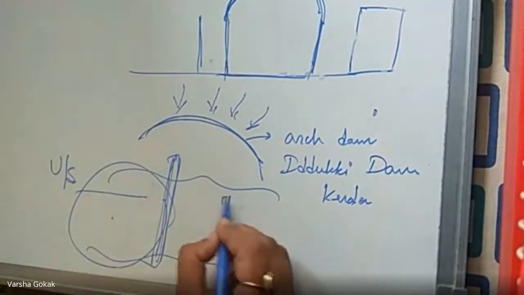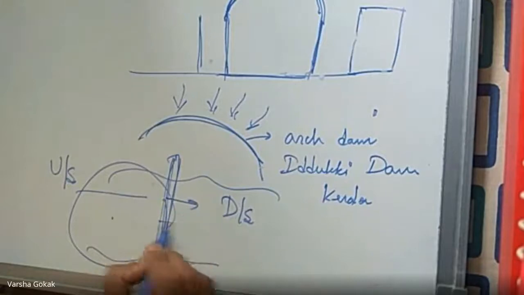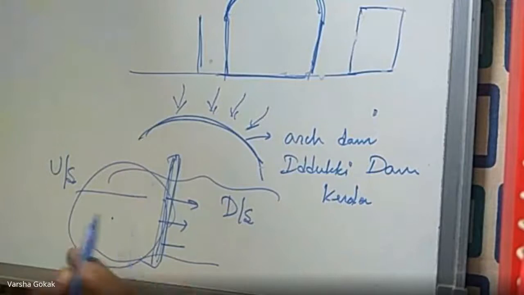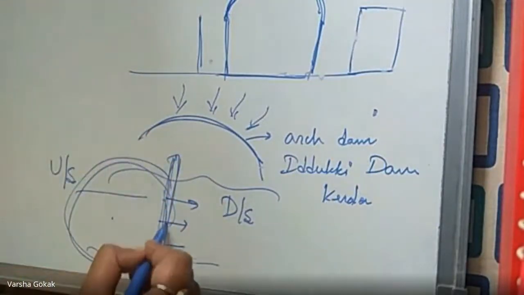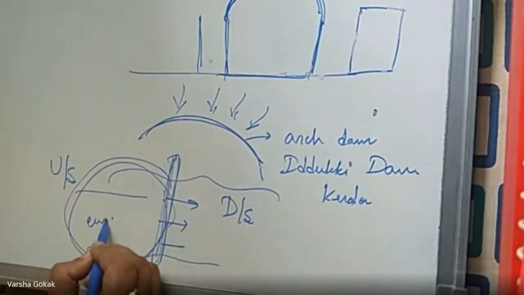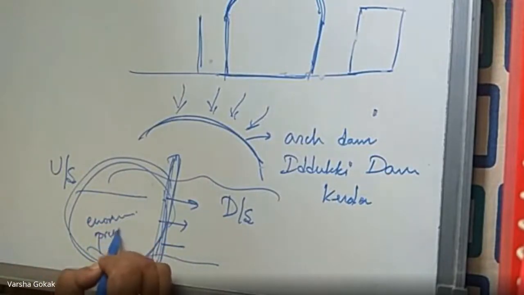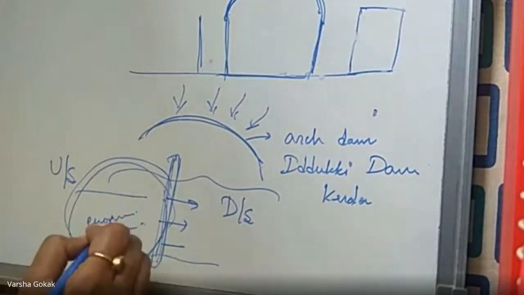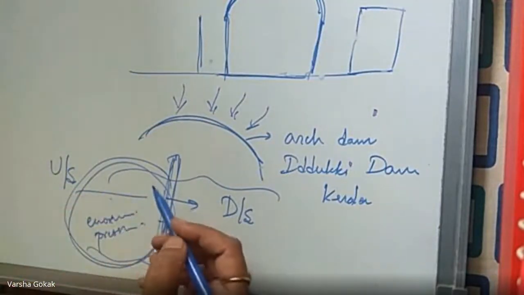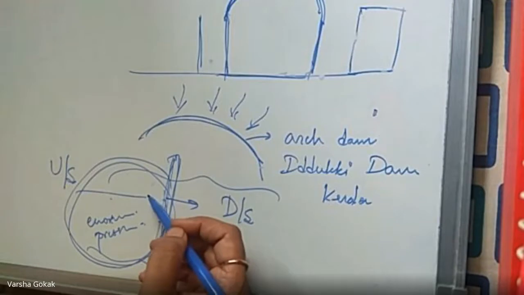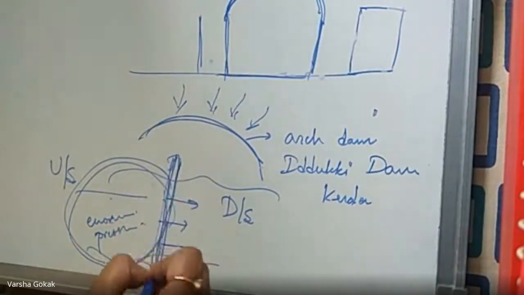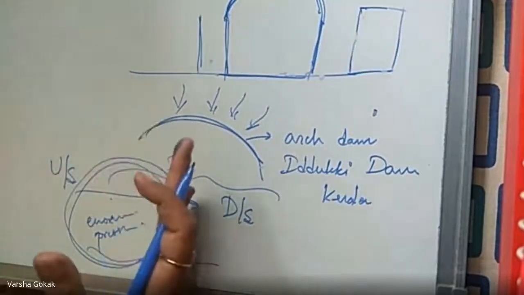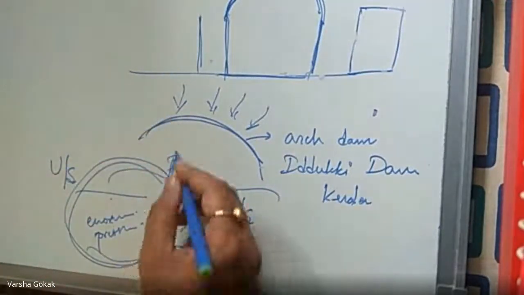This is called the upstream side. This is called the downstream side. There will be gates over here, and the excess water will be flowing from here. Something like this. So this is the side of the dam, I'm looking from the top. What is happening? There is enormous pressure built up, because the water is standing, and the resistance for this pressure is provided by this dam structure.